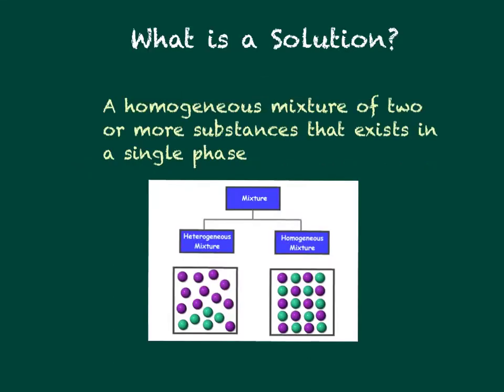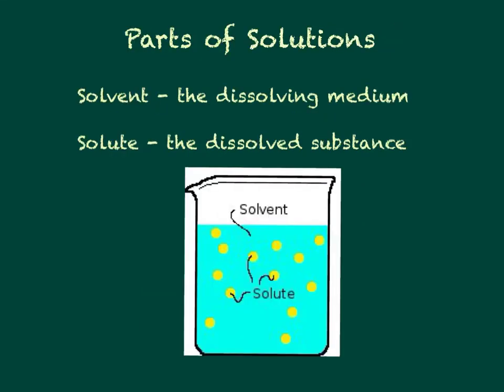This is a definition of a solution that you're going to need to know. It's a homogeneous mixture of two or more substances that exist in a single phase. Single phase means that they're all in one state when they get done. Homogeneous mixture is different from a heterogeneous mixture. Heterogeneous, they're in there together, but they are not evenly dispersed. Homogeneous, they're in together, not chemically bonded with each other, but they are evenly dispersed all the way throughout, and that's what a solution is, a homogeneous mixture.